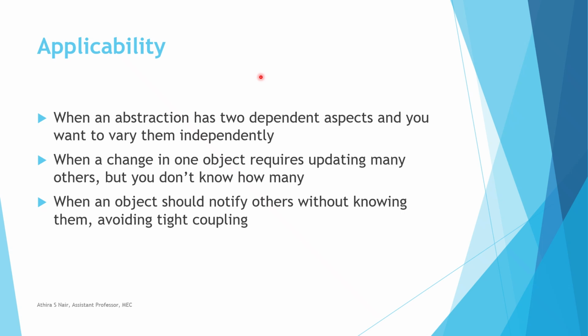So we can use the observer pattern in any of these situations, like when an abstraction has two aspects, one dependent on the other, and encapsulating these aspects in separate objects lets you vary and reuse them independently. And when a change in one object requires changing others, and you don't know how many objects need to be changed. And when an object should be able to notify other objects without making assumptions about who these objects are. In other words, you don't want these objects tightly coupled.